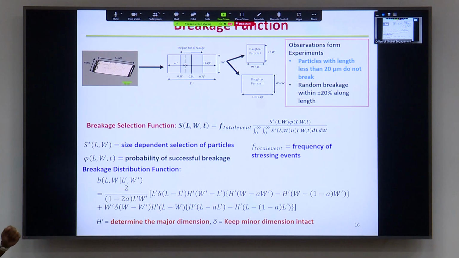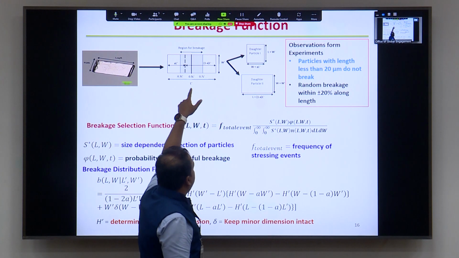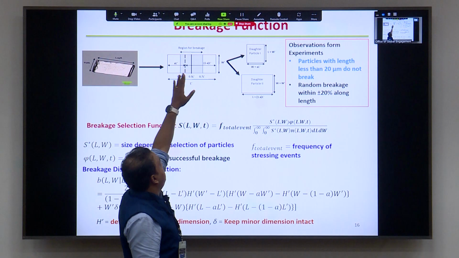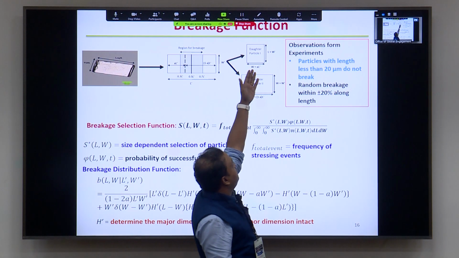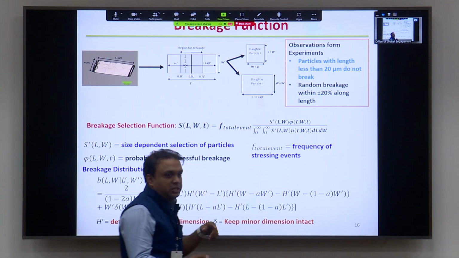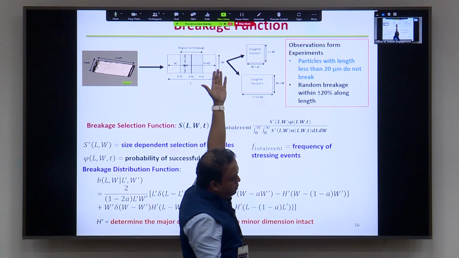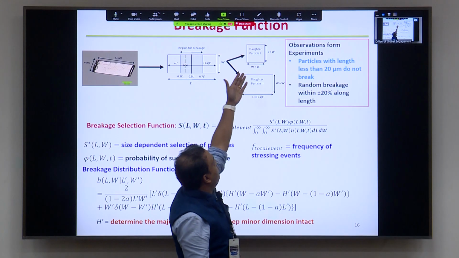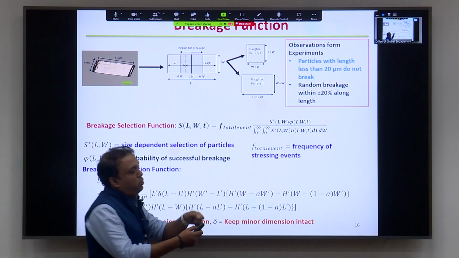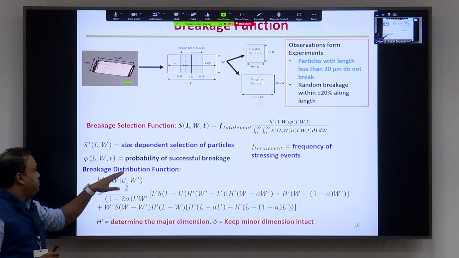Now, what happens here is, suppose this is a particle, and here we have a length L dash and W dash. Suppose it breaks at this point, now the new particles are formed. Suppose for this the length and width is interchanged. For this the length becomes W dash, or you can say the width of the original particle, and the width becomes the length at the point where the breakage is happening. This interchange of particle length and width should be taken into consideration, and we have taken that in the breakage distribution function.